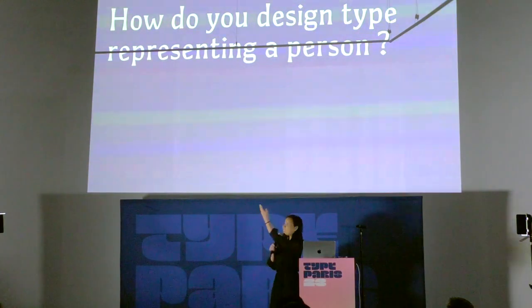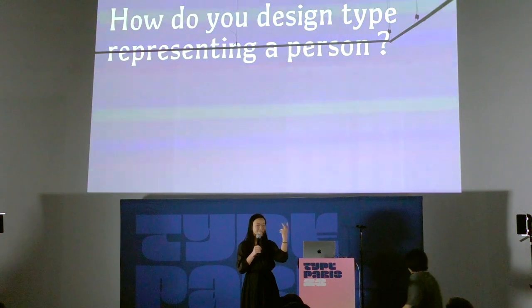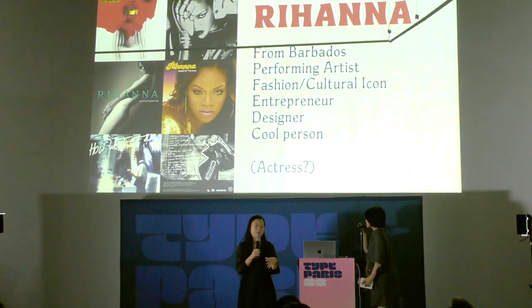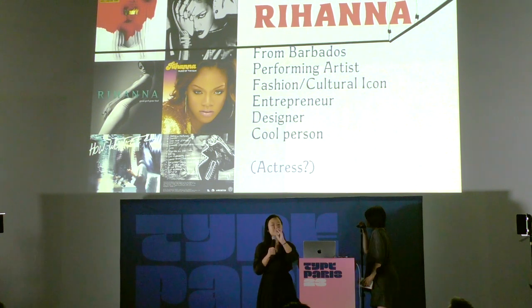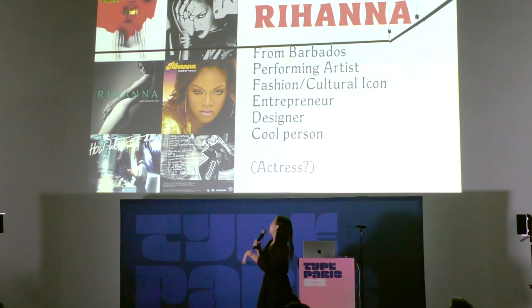But how do you design type to represent a person? We have to think about this. I decided to limit the scope of the project to Rihanna specifically to keep it simpler. And simpler means the strongest woman who is all of these things and so much more.